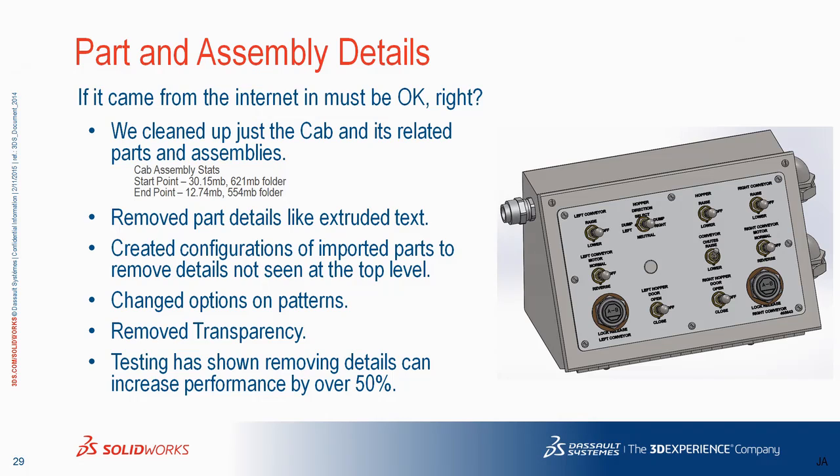jump in performance. We remove part details like extruded text. If you need it in there, don't put it in there for the top level assembly. If you need it in the sub-assembly, create a configuration of it. We create configurations for imported parts. We changed options on patterns, like using geometry pattern. We removed items like transparency that weren't needed. And testing has shown that by removing these details, we can increase performance by up to 50%.